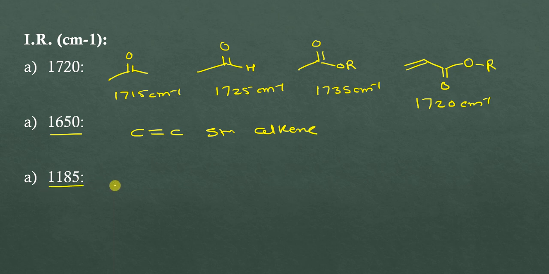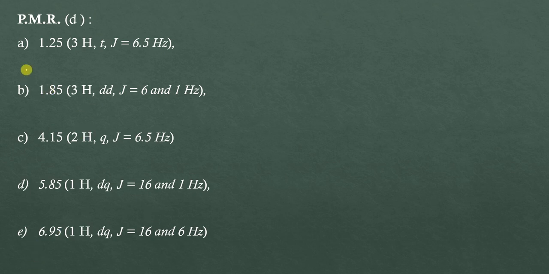Then 1185, this is C single bond O stretching. So this presence of C single bond O stretching indicates, or supports, the presence of ester, right? So we can continue with our molecular formula where we have 2 oxygen atoms.